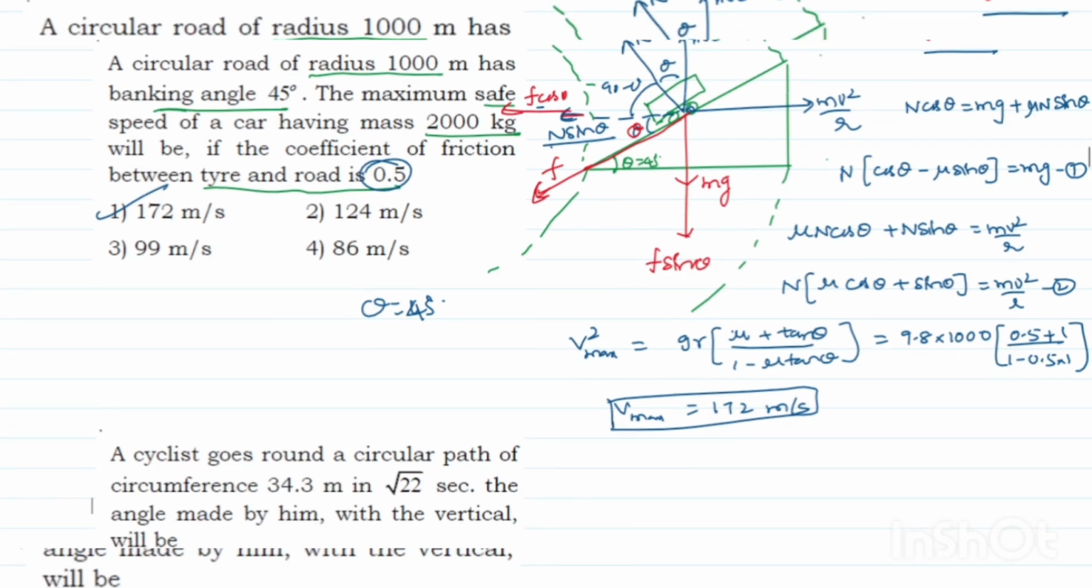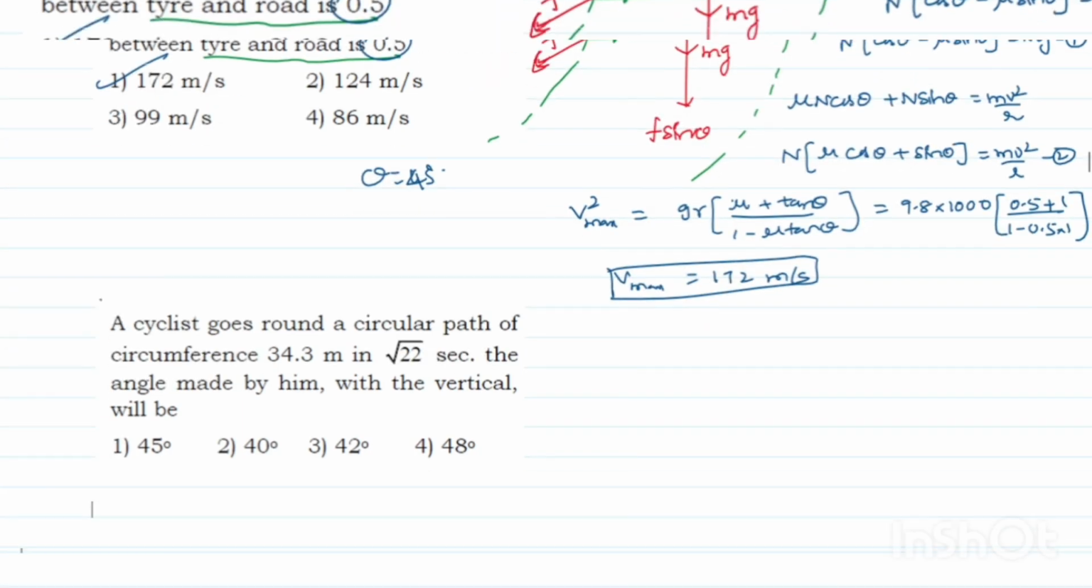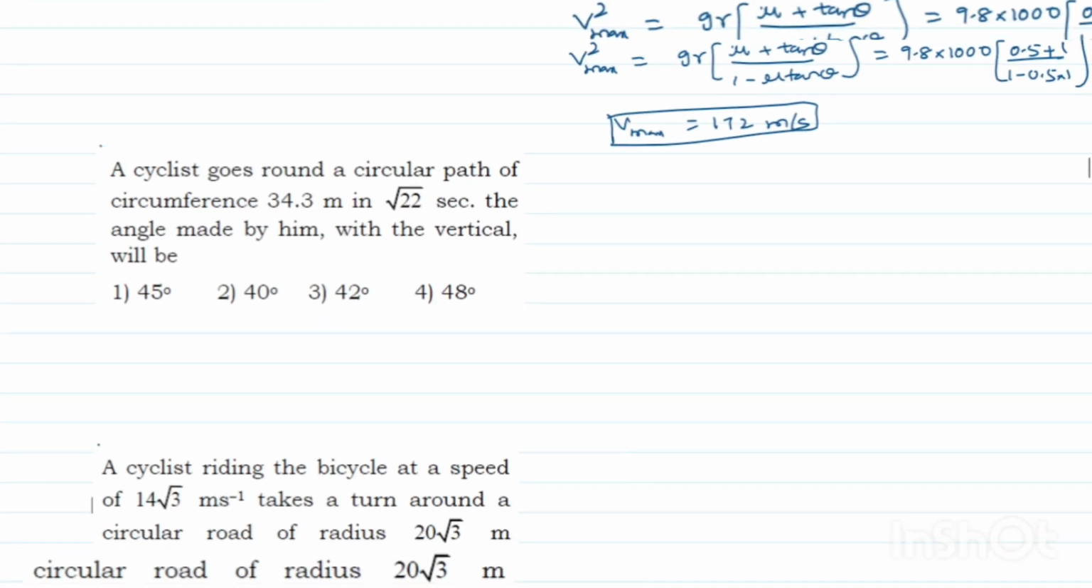Let us see the next question, students. A cyclist goes around a circular path of circumference, which is 2 pi r, given as 34.3 meters. To complete one circular path, it takes root 22 seconds. The angle made by him with the vertical is to be found.